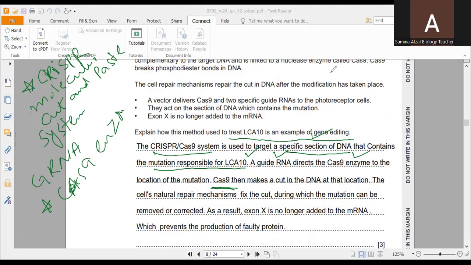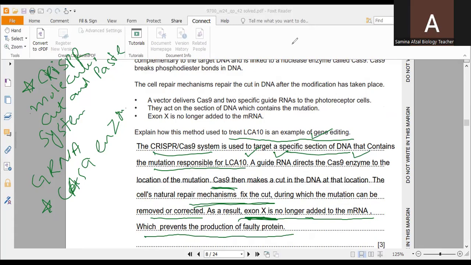It will cut the DNA at that location and the cell's natural repair mechanism will fix the cut. At that cut, there will be natural repair during which the mutated part can be corrected or removed. As a result, exon X is no longer added to the messenger RNA, which prevents the production of the faulty protein. This exon X is responsible for producing the faulty protein, so it can be prevented in this way.